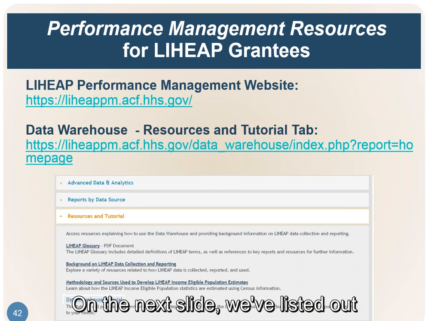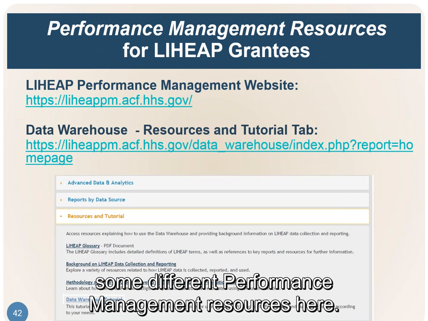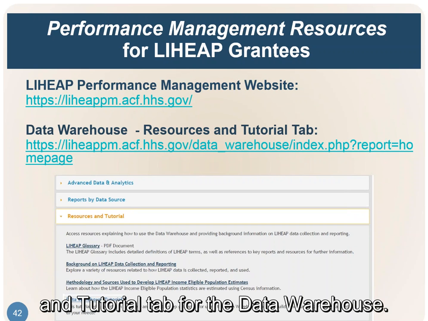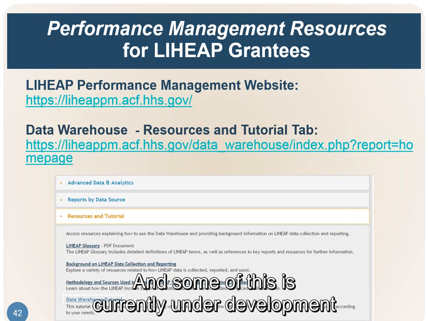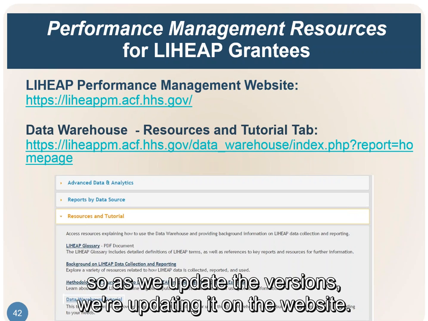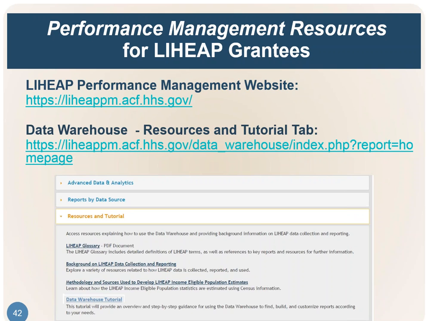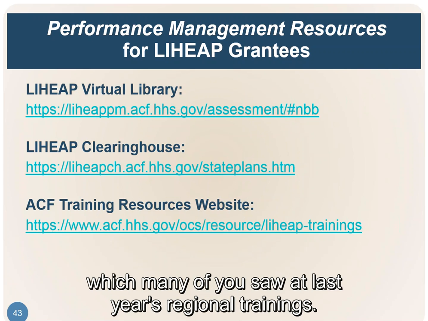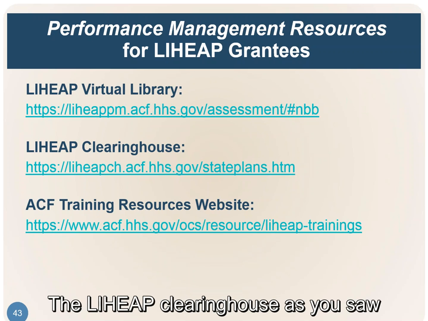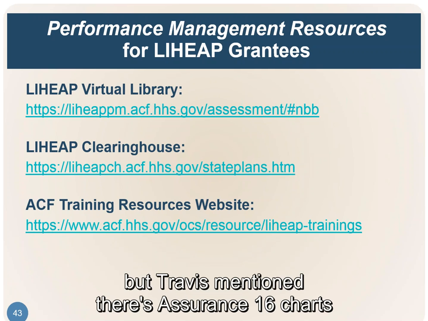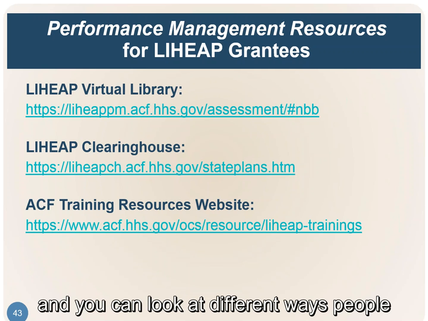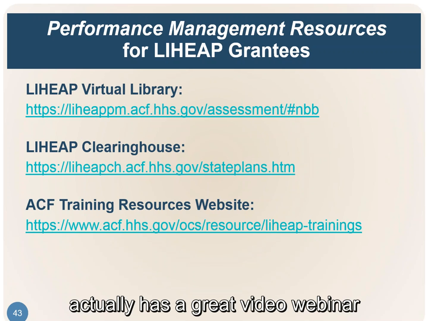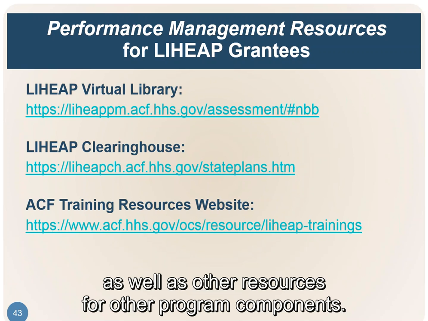On the next slide, we've listed out some different performance management resources here. You have the website, which Dan was going back and forth to, and part of that includes the resources and tutorial tab for the data warehouse. And some of this is currently under development, so as we update the versions, we're updating it on the website. We also have listed here the virtual library, which many of you saw at last year's regional trainings. The LIHEAP Clearinghouse, as you saw, is a source for state plans, but Travis mentioned there's Assurance 16 charts, and you can look at different ways people are using their money and providing services. And then the training resources website actually has a great video webinar on working on your model plan, as well as other resources for other program components.